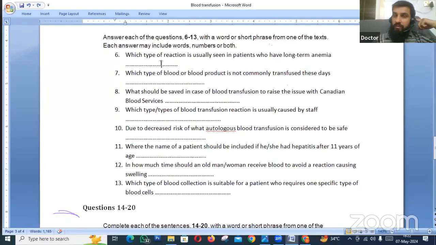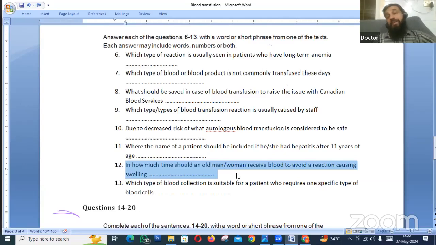Oh, I don't remember other things, but mostly I think it is on the same question paper. Okay, but still they will guide you at the start. Okay. So now the next question: in how much time should an old man or woman receive blood to avoid a reaction causing swelling? Now just imagine, this is what you will learn from here.